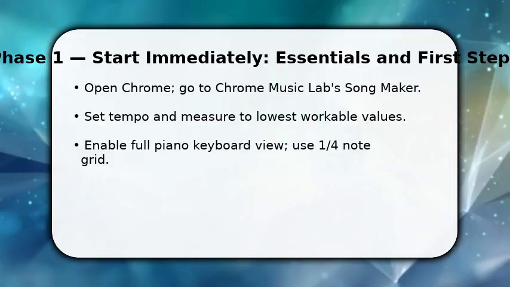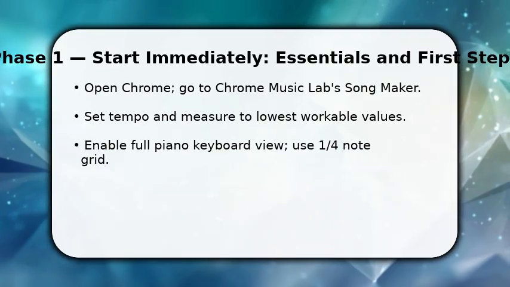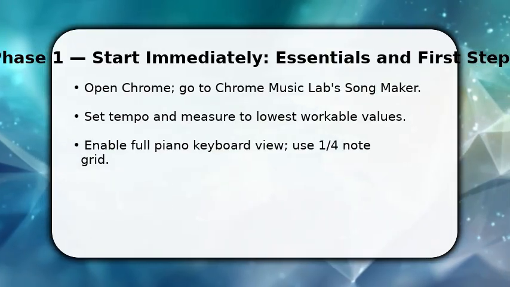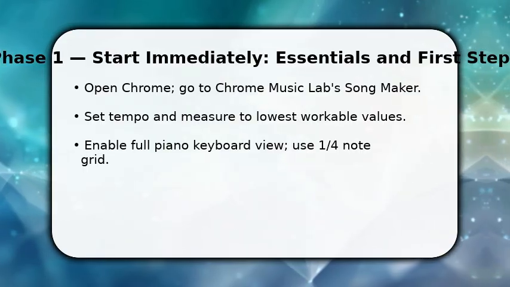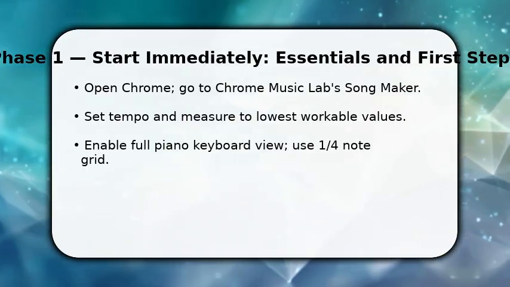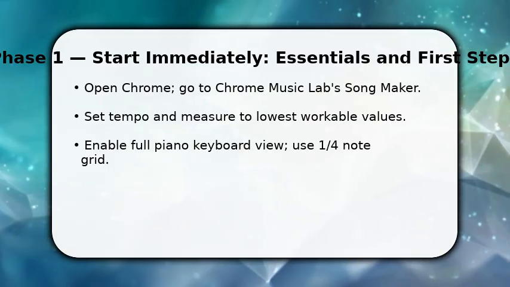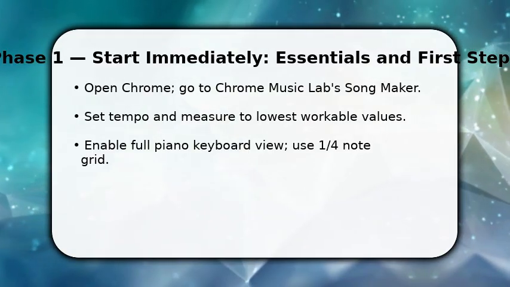Enjoy the video. You start by opening Chrome Music Lab's Songmaker and preparing the piano view. First, set tempo modestly so notes align easily, then change the grid to 1/4 note for clarity. Once done, expand the piano keyboard to full range.